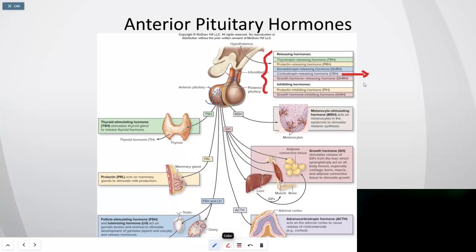And then we have the growth hormone releasing hormone. This is the one that stimulates growth hormone. The name just tells it, right? So GHRH goes to growth hormone. We have 2 inhibiting hormones that I want to highlight: PIH, dopamine, and also GHIH, growth hormone inhibiting hormone.